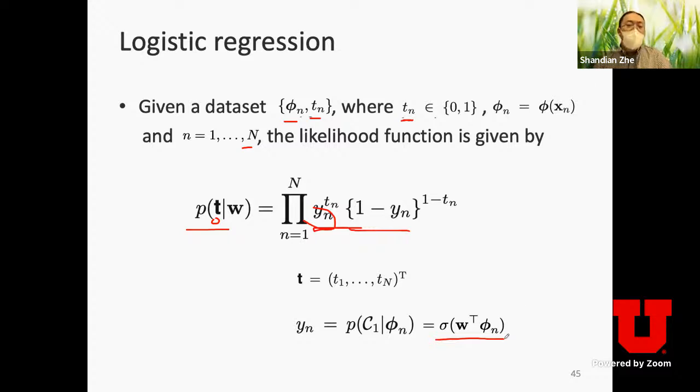If your observed label is 1, then it takes the probability of 1. Otherwise, it takes the probability of 0, which is 1 minus y_n. So don't get confused here. y_n denotes the probability the model predicts this instance n to be labeled 1.